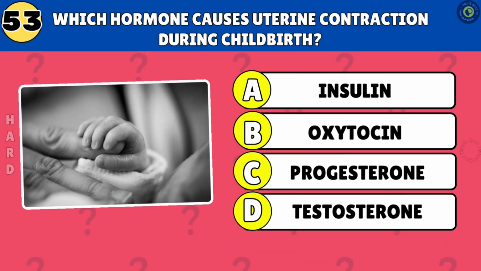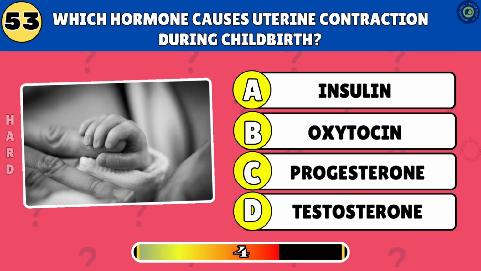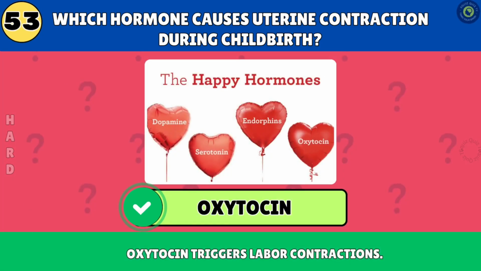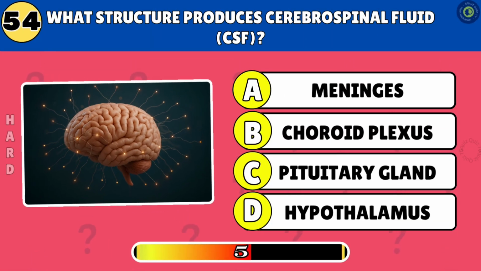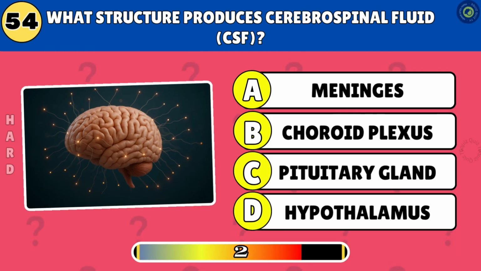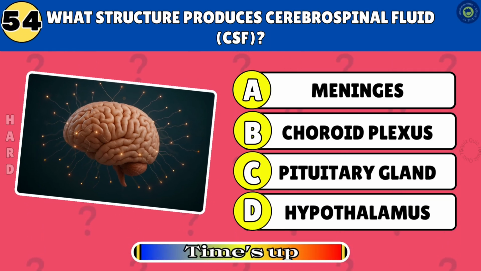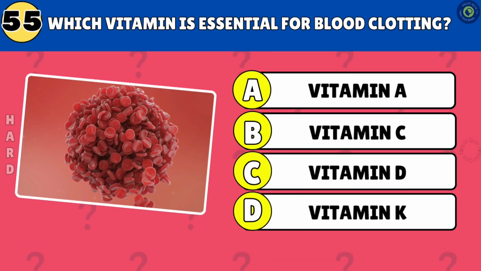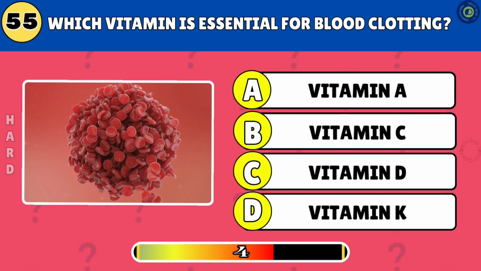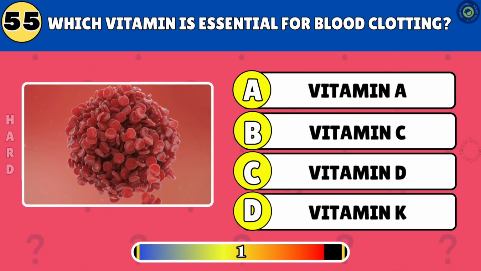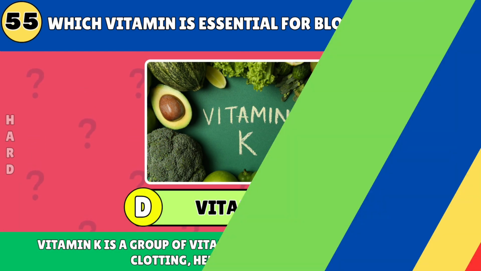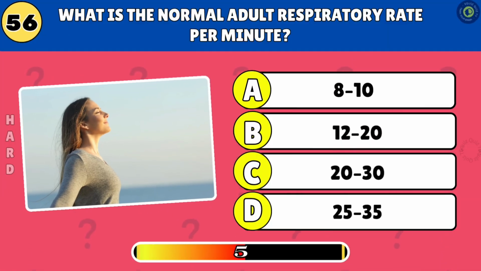Which hormone causes uterine contraction during childbirth? What structure produces cerebrospinal fluid? Which vitamin is essential for blood clotting? What is the normal adult respiratory rate per minute?